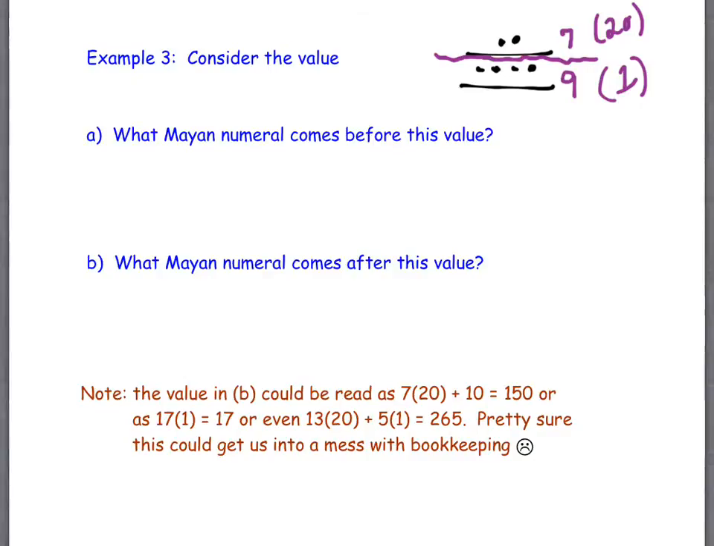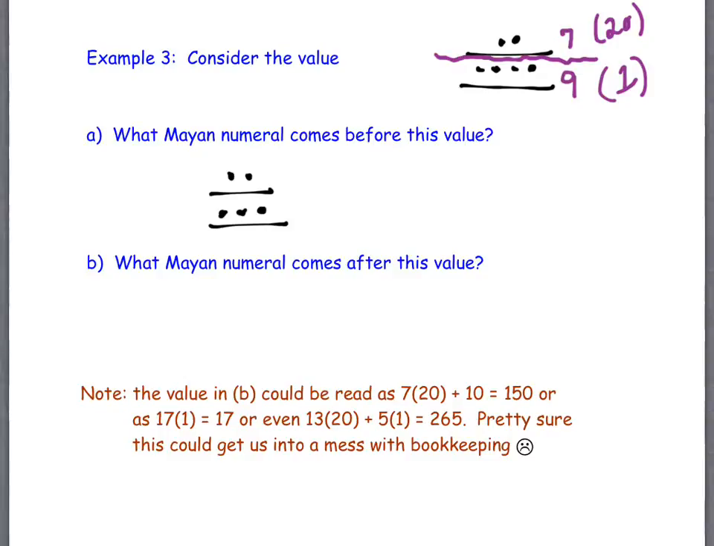Any idea what the number that comes before might look like? Good. Okay, so we need to take a dot away because a dot's worth 1. And Rachel's exactly right. It needs to come off the bottom because the bottom row is the lowest value in their system. So we're going to have 8 on the bottom, and those 7 that were on the top are still on the top. So I still have my 7 20s, and I still have my 5 and 3 1s, and I had given away a 1.